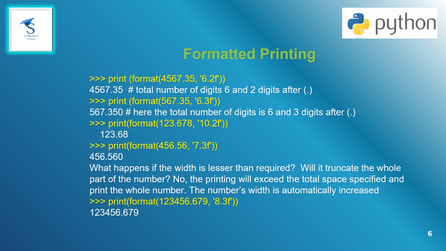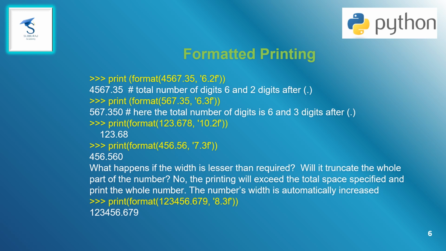Look at the next print statement, that is 1, 2, 3, 4. It is 456.56, 7.3f. So 3 digits after the decimal point. So you add a 0 and you can print it.